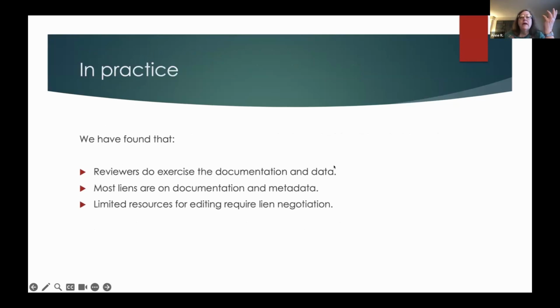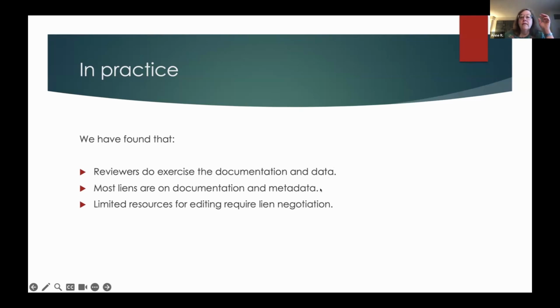In practice, we have found that our reviewers do exercise the documentation and the data. We ask our reviewers to try to use the data to do something. So they do things like reproducing the calibration if they've got raw and calibrated data. They will attempt to reproduce a published result if they're looking at data for which there is a published result. They will try to compare the results from this data to an instrument that was operating at the same time, that sort of thing. So they seriously try to use the data, and they are very conscientious about it, and we love them for it.